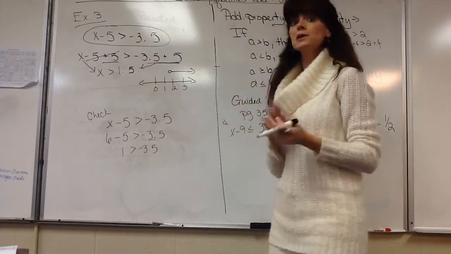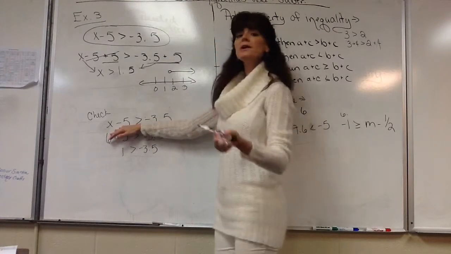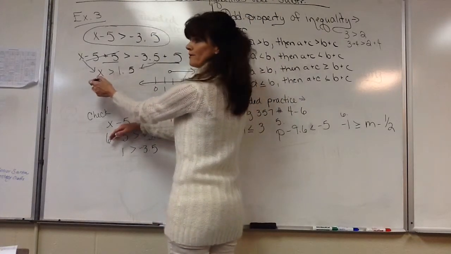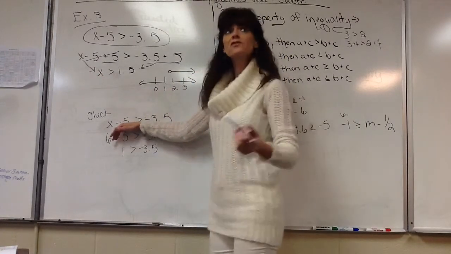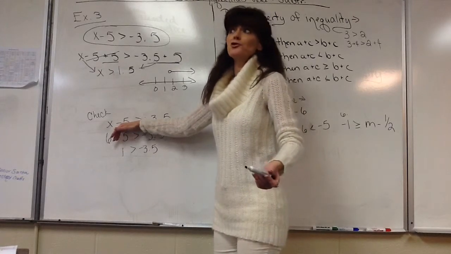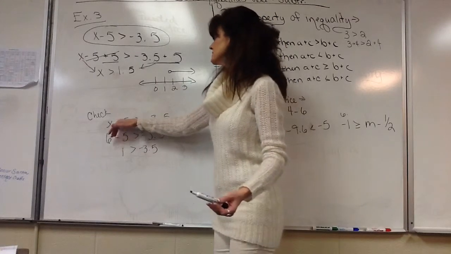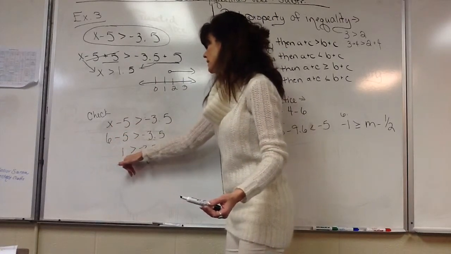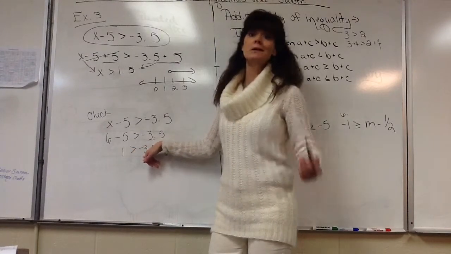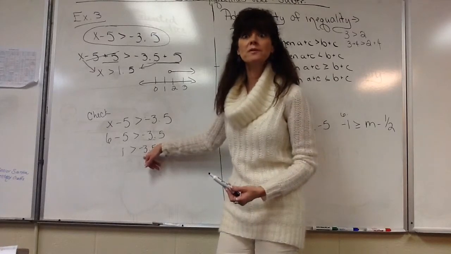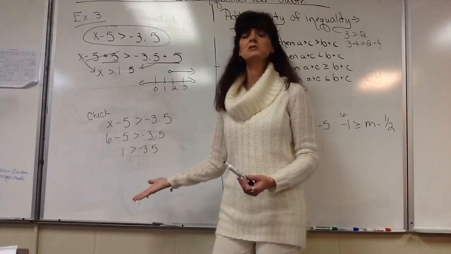Now to check an inequality, I'm going to take the original inequality and pick a value that is greater than 1.5. Now, I just went along with the book in the example, and I chose 6 because 6 is greater than 1.5. I could have used 2, I could have used 4, any value greater than 1.5. So I put in 6. 6 minus 5 is 1, and 1 is greater than negative 3.5. Now, is that a true statement? And it is. We know that 1 is greater than negative 3.5. So therefore, my solution does check out here. It's okay. All right?